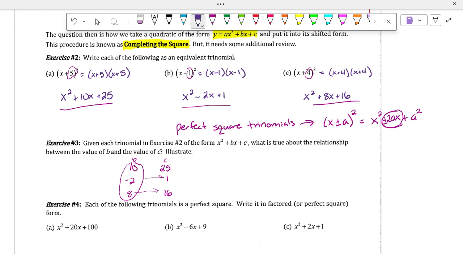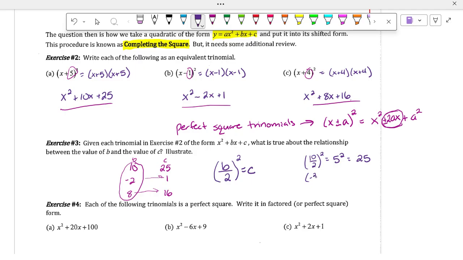So how they connect is that if you do your b value divided by 2, all right, and then square it, that would give you your new number. Let's see if that's true. Well, 10 divided by 2 squared, that's the same thing as 5 squared, which is 25, which is what our C value is.